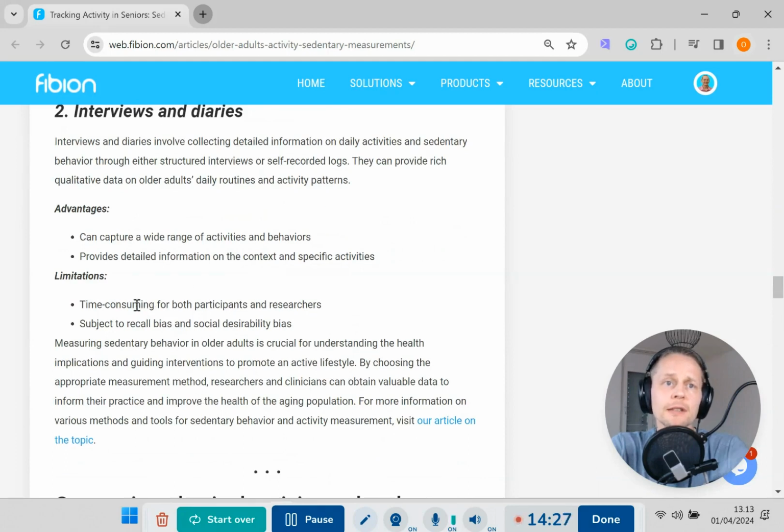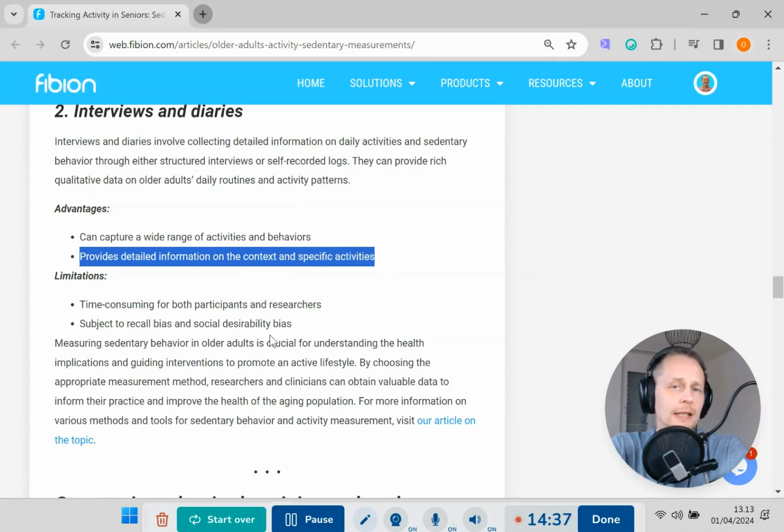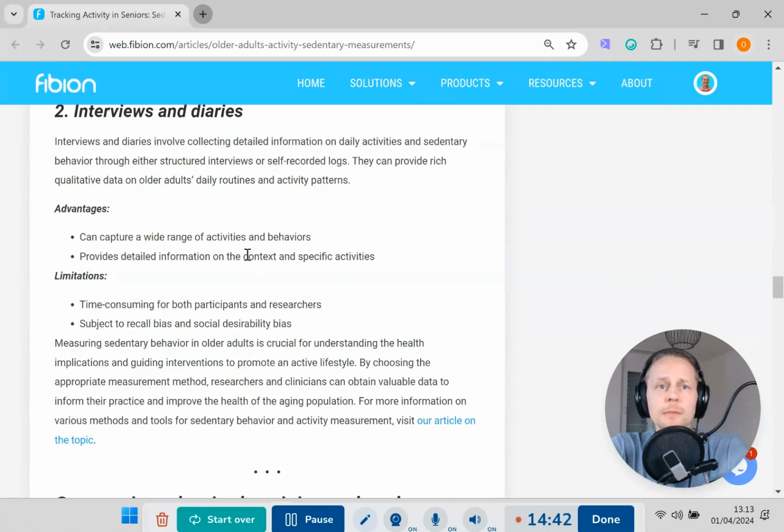And the advantages are that they can capture a wide range of activities and behaviors, and it provides detailed information on the context and specific activities. And I think the context is important when we try to understand and create interventions.